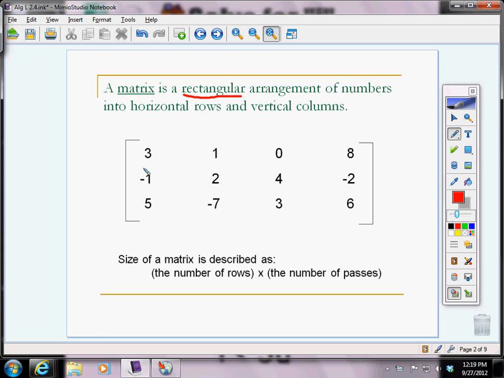Okay, we have rows and columns, and we would say that this is a 3 by 4 matrix because it's the number of rows by the number of columns. Okay. So a matrix just represents numbers in a rectangular arrangement, and it's important to understand what the size of a matrix is. You always say it's the number of rows, 1, 2, 3, by the number of columns, 1, 2, 3, 4.